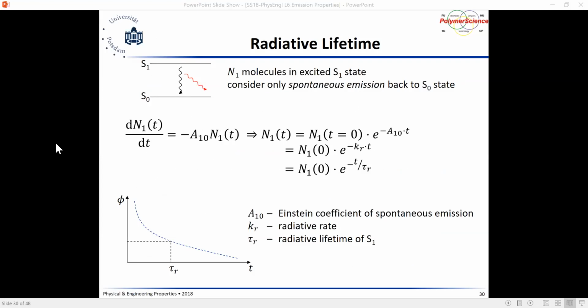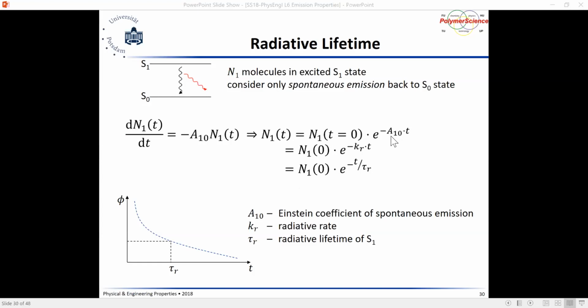So just by integrating, this is your integral equation, you integrate both sides, you get N1 as a function of t equals N1 at time 0. So this is when everything's still in the S1 state, there is no decay back to the ground state, times an exponential term which shows the decay of the carriers back to the ground state.